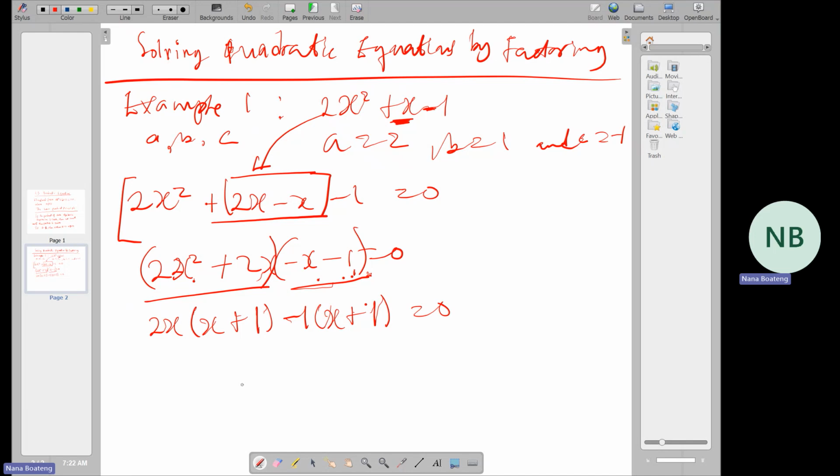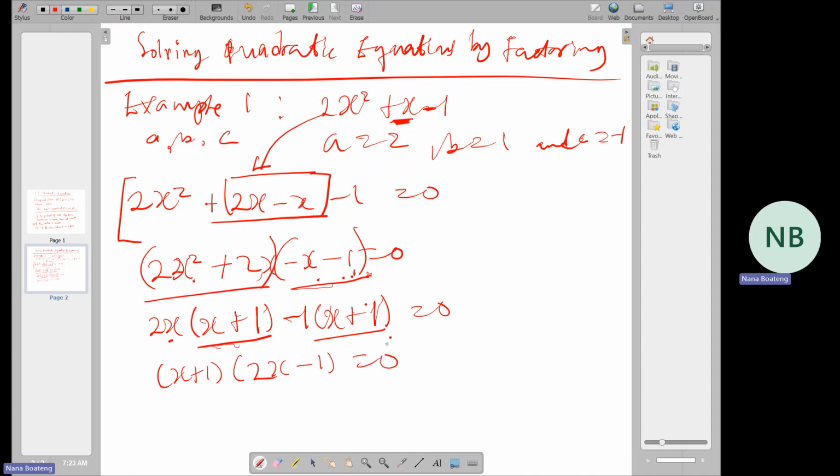Once we have this form, we can see that we have common terms, x plus 1, x plus 1. So we can factor x plus 1 out also. So x plus 1 times the remainder we have here now, which is 2x, and the remainder we have here, which is -1, equal to 0.